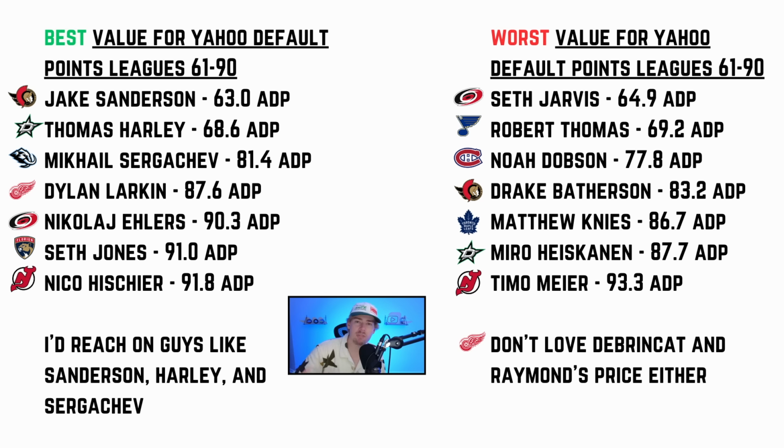And then again, if you want to fade these pure centers earlier, like Suzuki, Robert Thomas, and guys like Mark Scheifele, getting a Larkin or a Hischier at this price feels really good. I also want to mention Seth Jones. Obviously not as bullish on him with Barkov out because it does hurt his team, but I do think Jones will be power play one. I do think he has a lot of shot volume and his blocks are good too. And you're getting him at like 90 ADP, which feels pretty good.